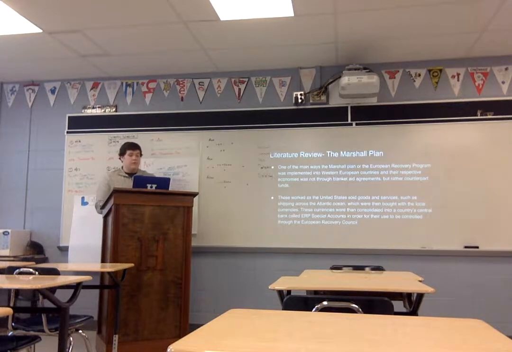One of the main ways the Marshall Plan, or the European Recovery Program, was implemented into Western European countries and their respective economies was not through blanket aid agreements, but rather counterpart funds. This worked as the United States sold goods and services, such as shipping across the Atlantic Ocean, which were then bought with local currencies. These currencies were consolidated into the central bank called ERP special accounts in order for their use to be controlled through economic recovery accounts.